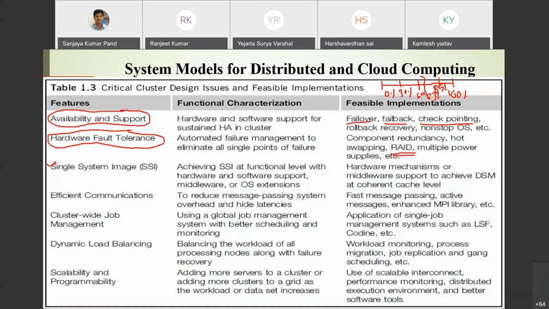Next is efficient communication. So you have two things, called low latency and high bandwidth. If latency is maximum and bandwidth is low, then your performance will not be good. Efficiency will suffer, right? So you have to decide whether to use the shared memory concept or the message passing concept.